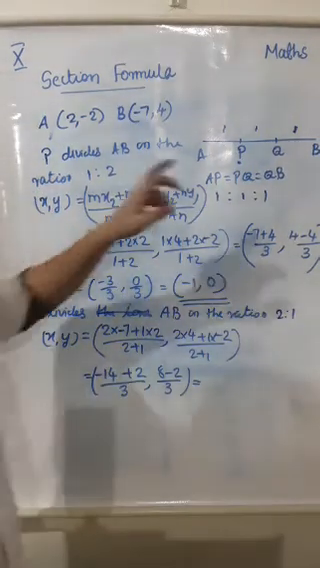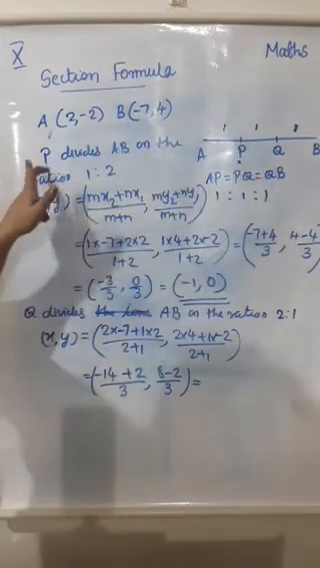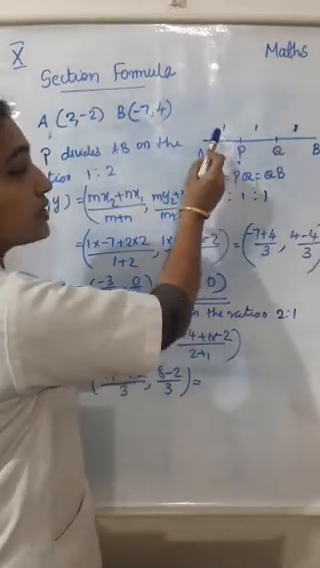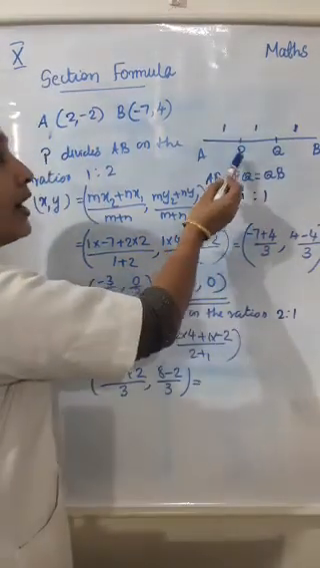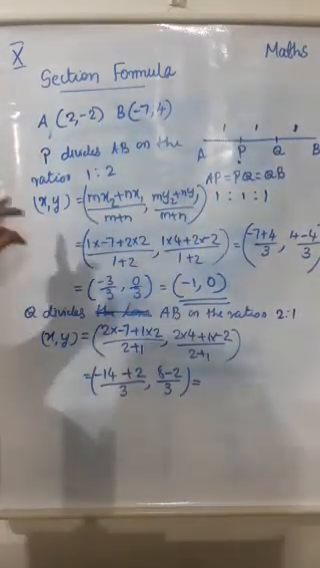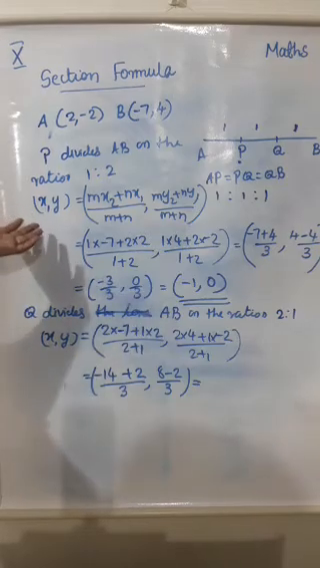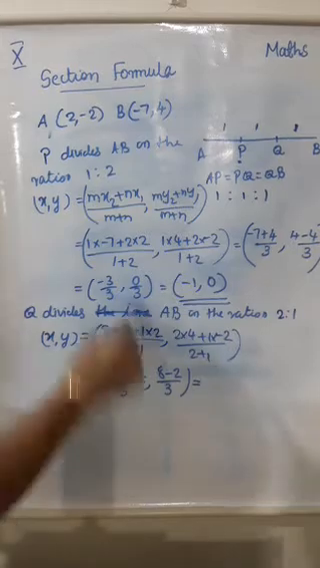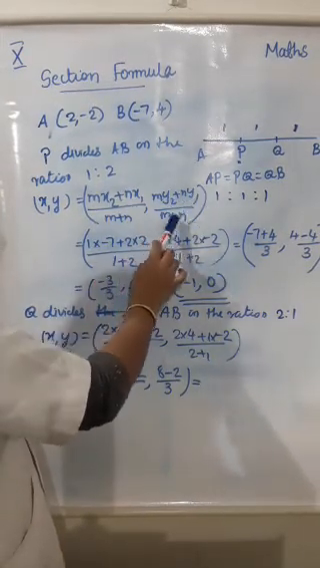But first we need to find the coordinates of P. So P divides AB in the ratio 1:2. Here the part AP is 1, the part PB is 1 plus 1, that is 2. So the point P divides the line segment in the ratio 1:2. Okay, then find the value of x, y. You know how to find the coordinates of the point. The coordinates of the point dividing the line segment are found using the section formula. The section formula is (mx2 plus nx1) by (m plus n), (my2 plus ny1) by (m plus n).